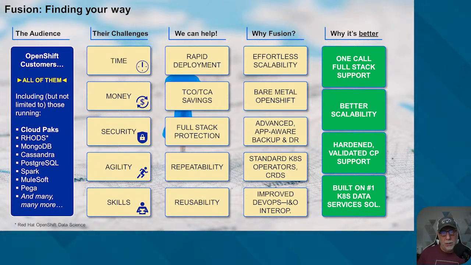They want to reduce the number of layers of abstraction in their infrastructure stack. Bare metal deployments of OpenShift are great for that, and this is a great way to get there. Great application-aware backup and recovery, all delivered as standard operators and custom resource definitions, so easy to consume by developers and CI/CD pipeline folks. And we think it's better than the competition for a bunch of reasons.